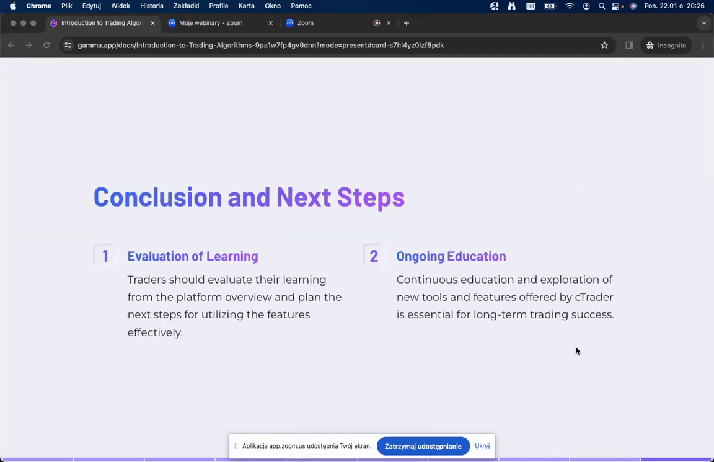So, if we know what automated trading is, if you know what platform we should use, what we're supposed to do with this very beautifully started topic, we can of course try to evaluate and learn, right? So I encourage you to try to learn from the platform overview and from the features of cTrader in TopFX, so you can plan the next steps for utilizing these features we talk about effectively. And of course, ongoing education, exploration of the new tools and features offered by cTrader by TopFX is essential for long-term trading success.